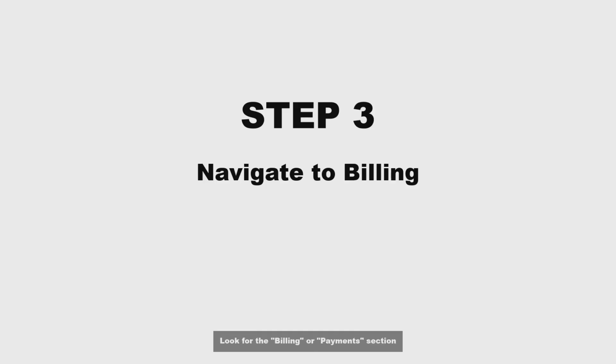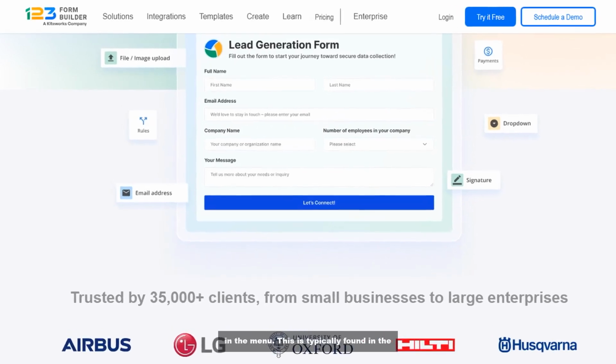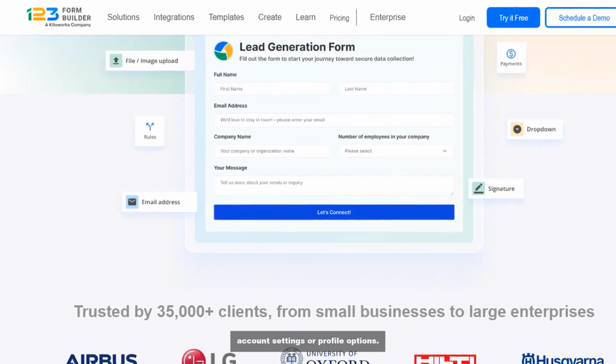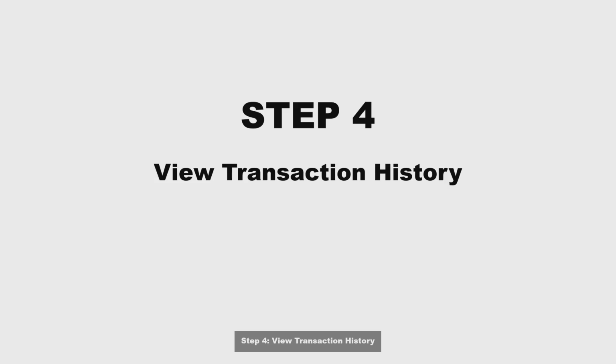Step 3. Navigate to billing. Look for the billing or payment section in the menu. This is typically found in the account settings or profile options. Step 4. View transaction history.